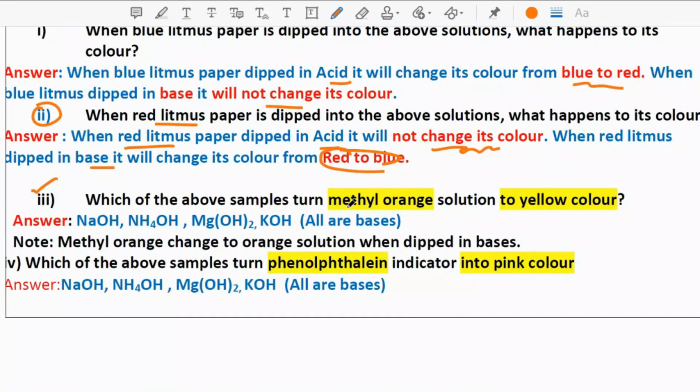Which of the above samples turns methyl orange solution to yellow color? All the bases: sodium hydroxide, ammonium hydroxide, magnesium hydroxide, potassium hydroxide. They will change its color to yellow. Which of the following samples turn phenolphthalein indicator to pink color? Again, all the bases will change into pink color.